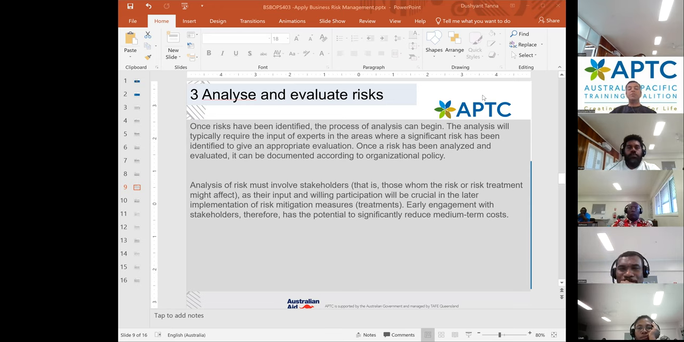Analysis of risk must involve stakeholders, anyone who is involved in the matter, as their input and willing participation will be crucial in the later implementation of risk mitigation measures or treatments. Early engagement with stakeholders therefore has the potential to significantly reduce the medium-term cost. The expert and stakeholders will give their opinion, and that will minimize any possible impact the risk might have.